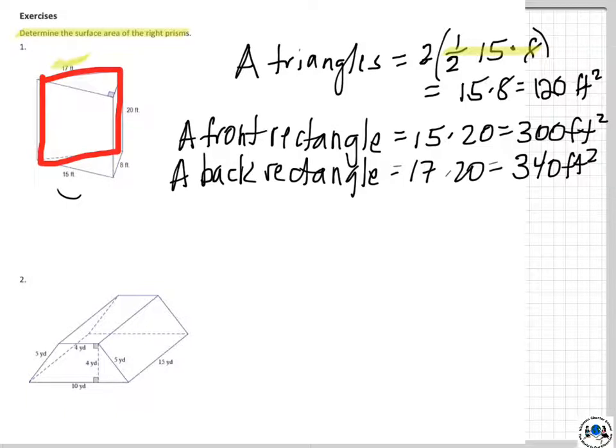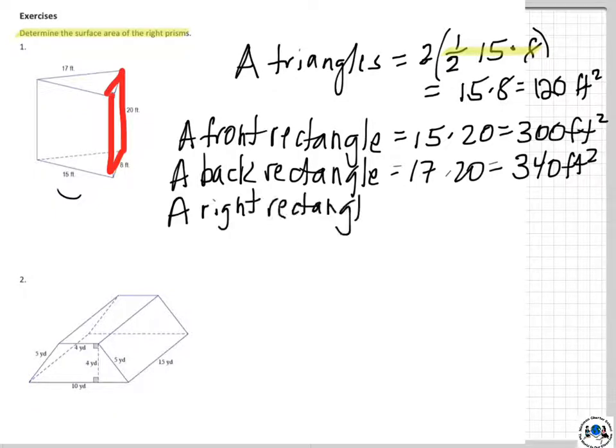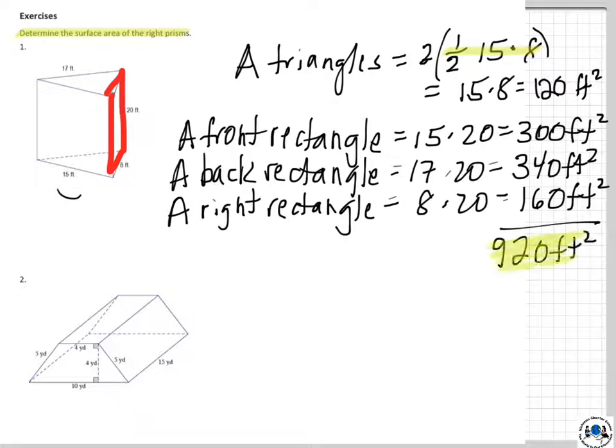And now we have another piece right there, and that's the area that can be seen from the right. Let's call it the right rectangle. The area of the right rectangle is 8 times 20, which is 160 square feet. All we have to do now is add all of that up, and we get 920 square feet. I hope you got that. Hope you understand that, and that is smooth as silk for you.